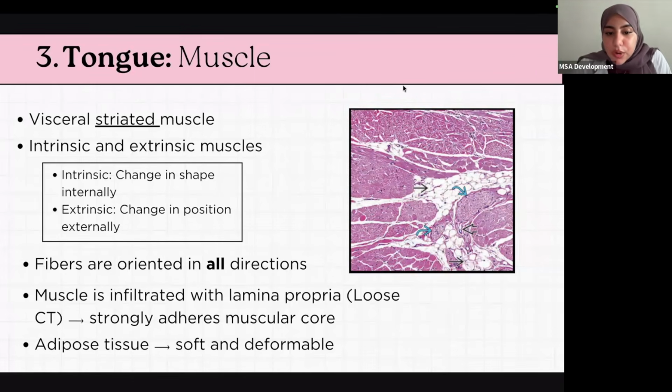Another point is that there's adipose tissue in the tongue. As you can see, these are all the striated muscle. They're all assorted in random ways, oriented in all directions. And there's adipose tissue. Now, something interesting that I think is really cool and may take a little bit of time, and you can skip this if you want, but there is something called obstructive sleep apnea, and it happens to very obese people.